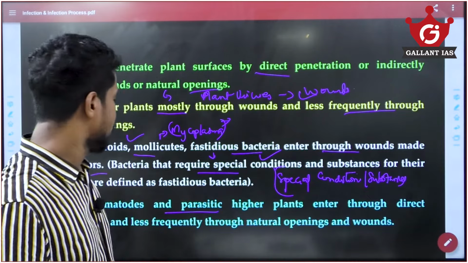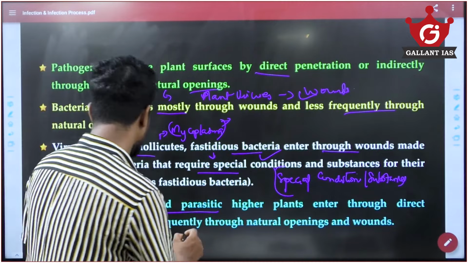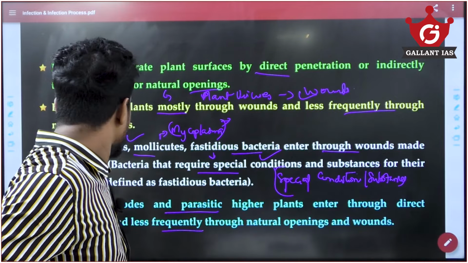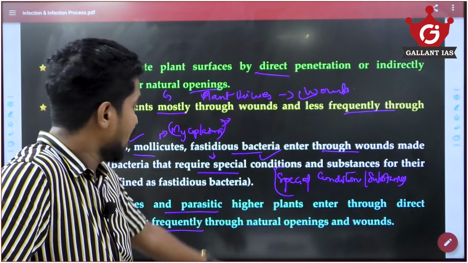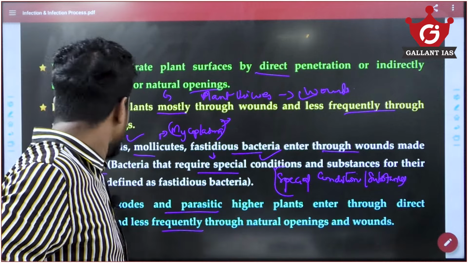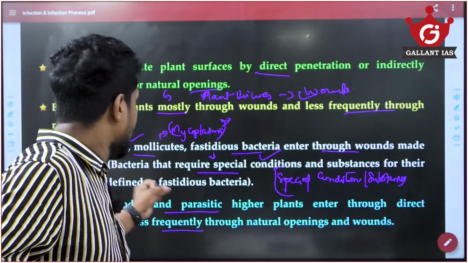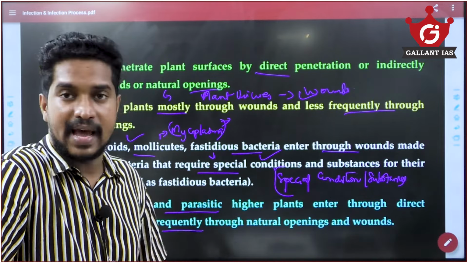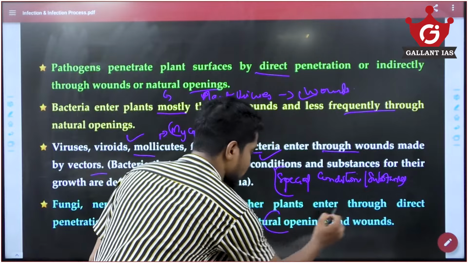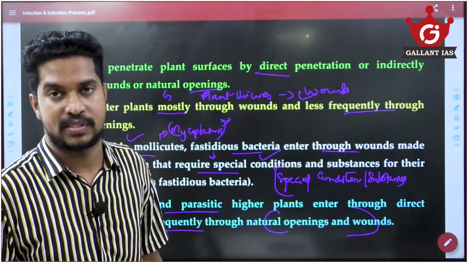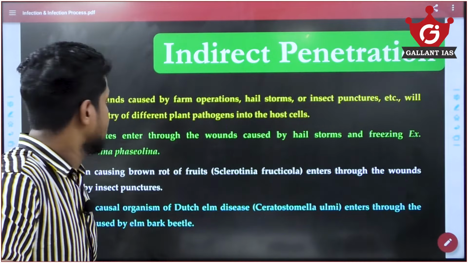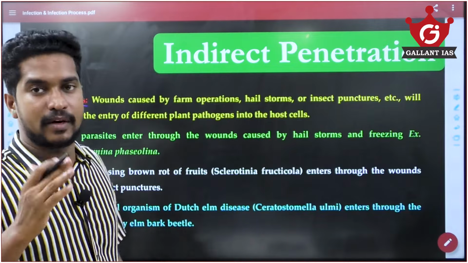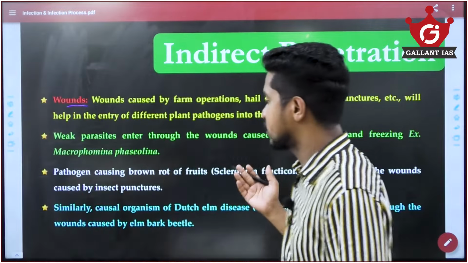Fungi, nematodes and parasitic higher plants enter through direct penetration and less frequently through natural openings and wounds. Direct and indirect penetration are there. Indirect penetration means through wounds.